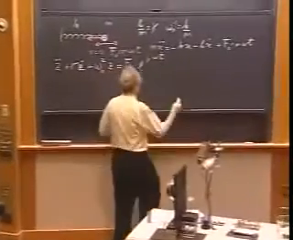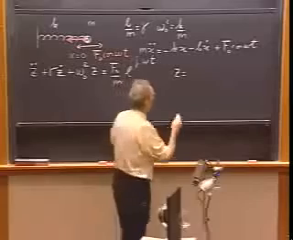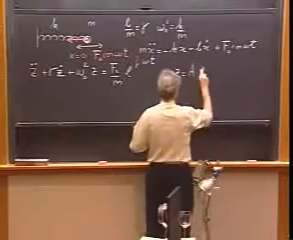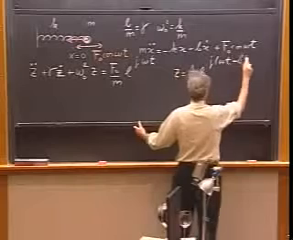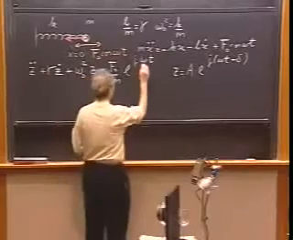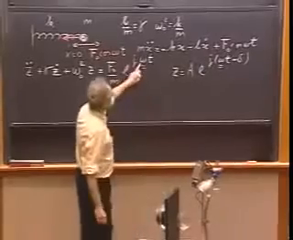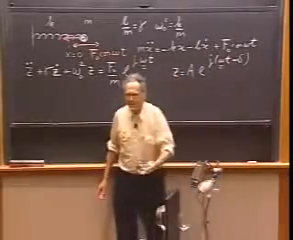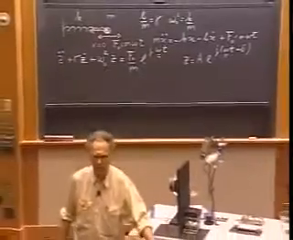My trial function for z, which is in complex notation, is some amplitude A times e to the power j omega t minus delta. Now, crucial is that you understand why this omega and this omega are the same. This is the omega of my driving the system, that is my will that I impose on that system.